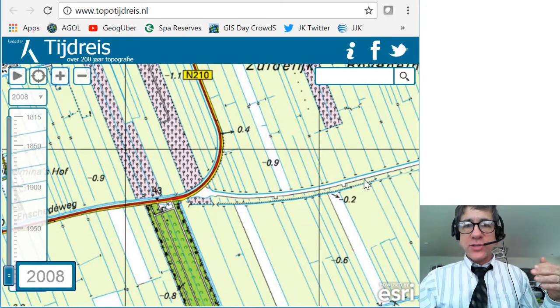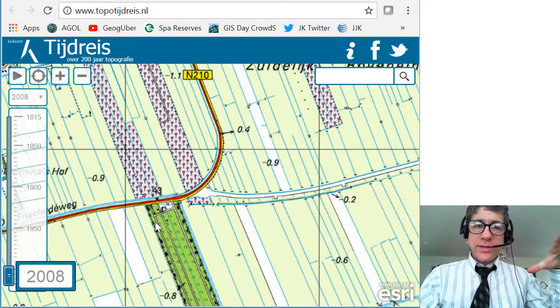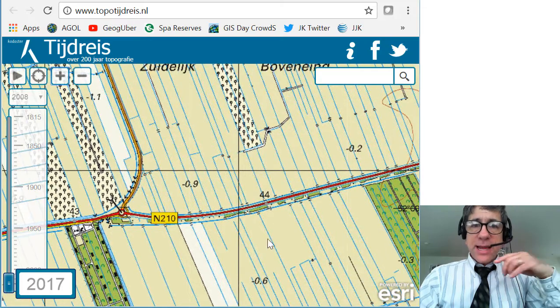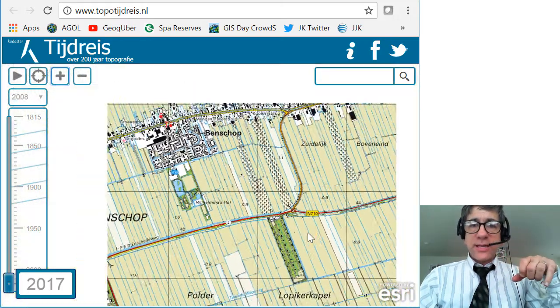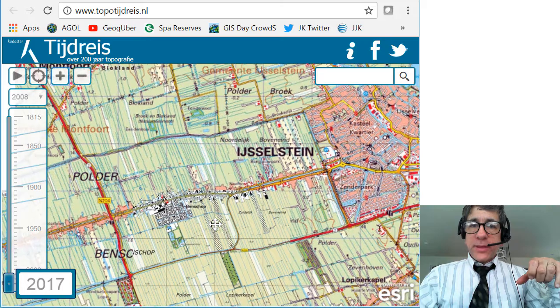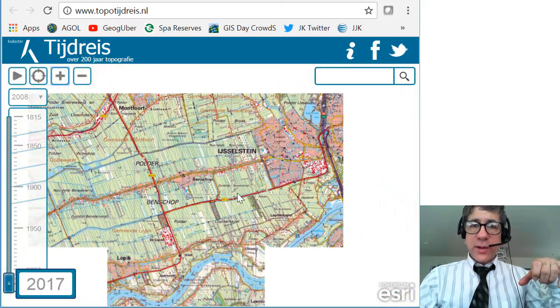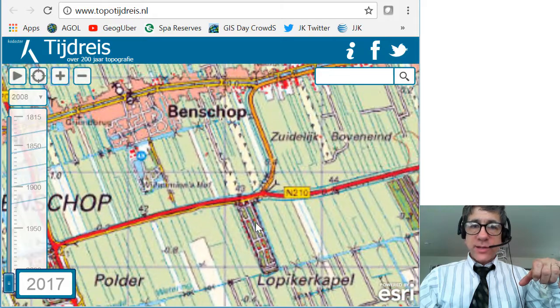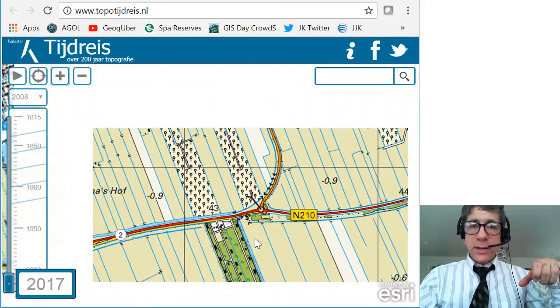So highways change in terms of where they're designated and so on. So back in 2008, the N210 went to the north there. By about 2017, now it heads out to the east. And let's just see. These are the surrounding communities around that area. Okay, so we're in sort of south central Netherlands here. All right, so let's zoom back into our desired spot.